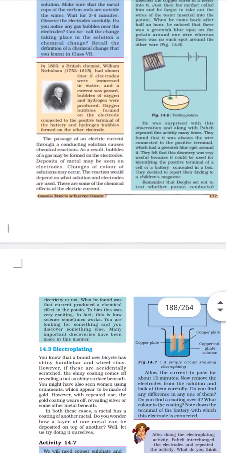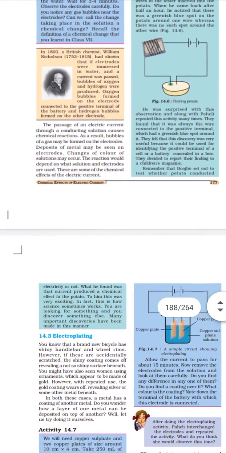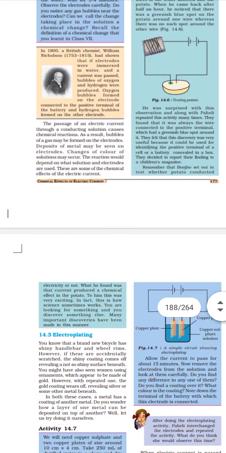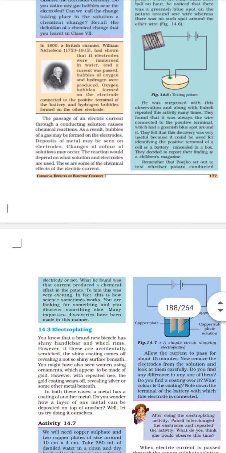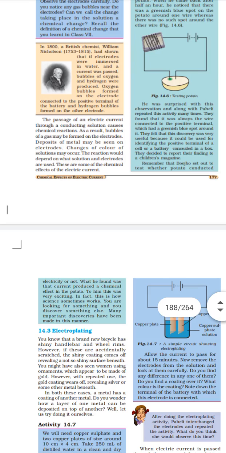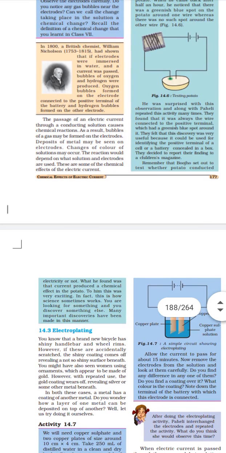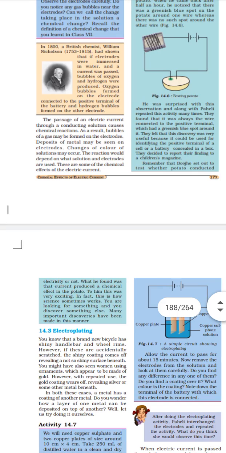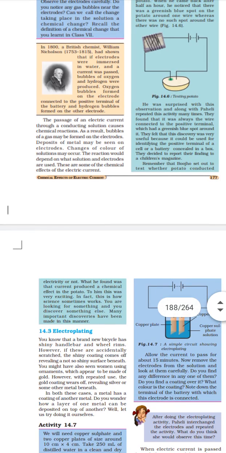What is the chemical effect of electric current, student? The chemical effect of electric current means that when we pass current through some solutions, they break into ions. This is called the chemical effect of electric current.